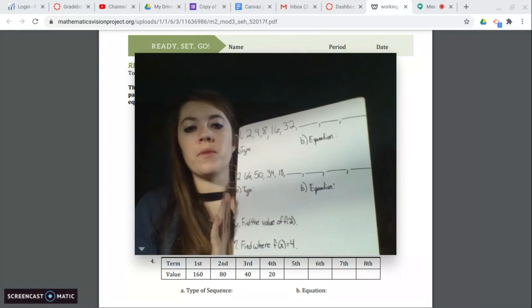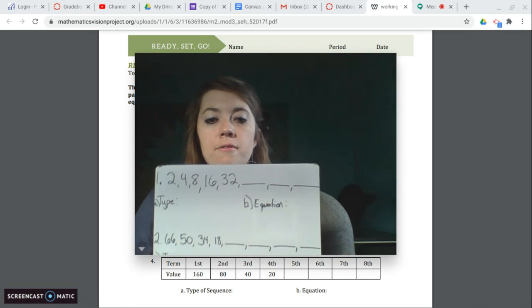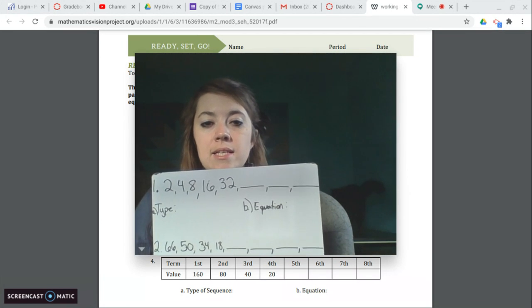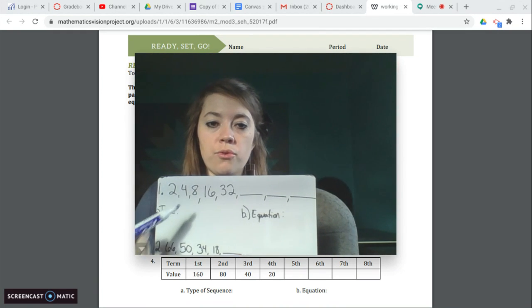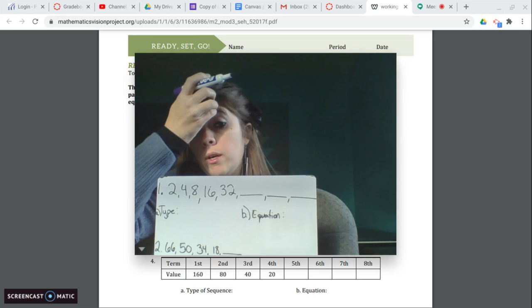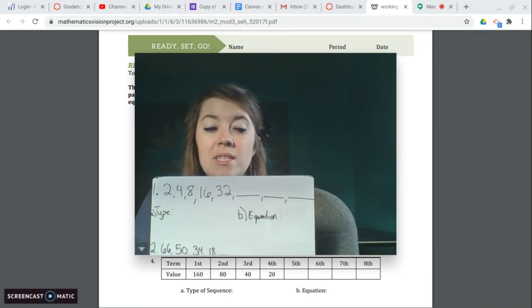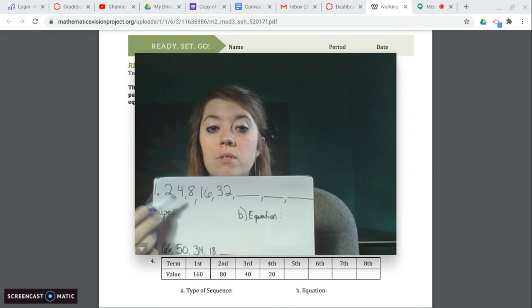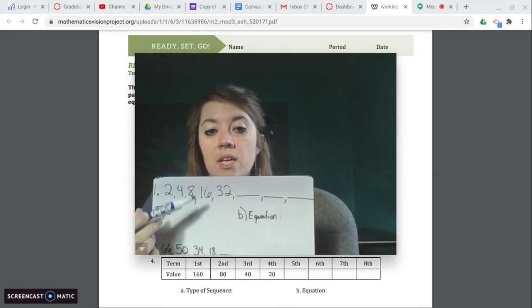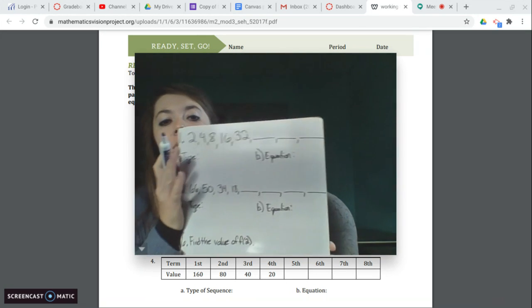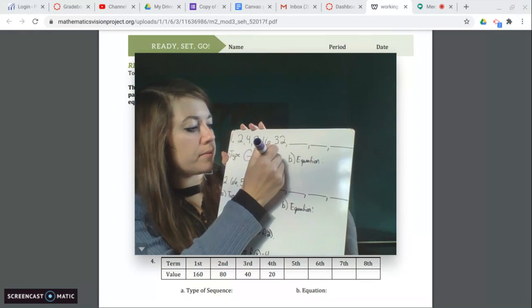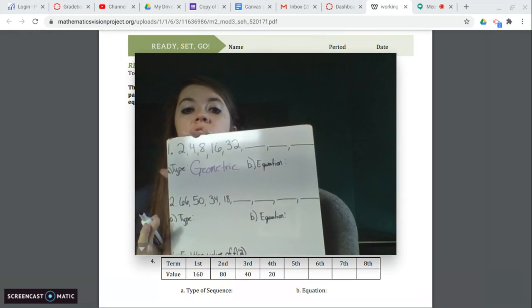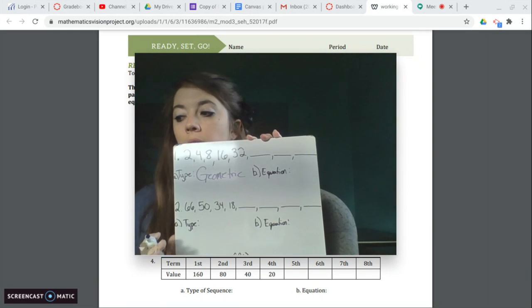All right, so for number 1, we have 2, 4, 8, 16, 32. What's happening each time? 2 to 4, well, we could have added 2, but 4 to 8, we can't add 2. That'd be 6 if we added 2. So 2 times 2 would give us 4. 4 times 2 would give us 8. 8 times 2 would give us 16. So we're multiplying each time. So in this case, our type is going to be geometric. So we have a geometric sequence here.